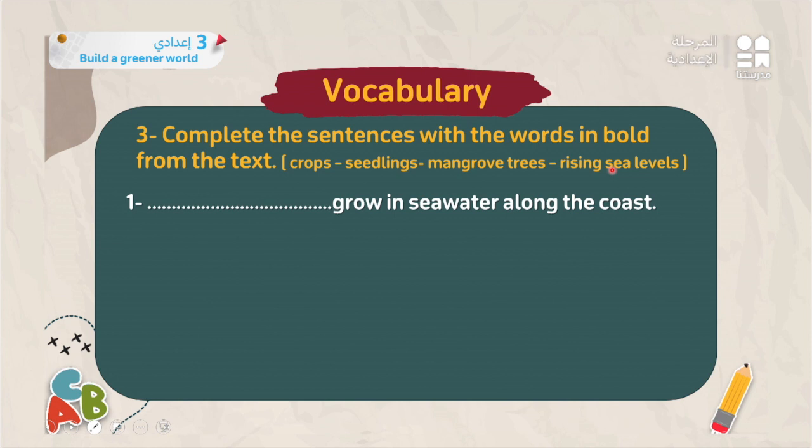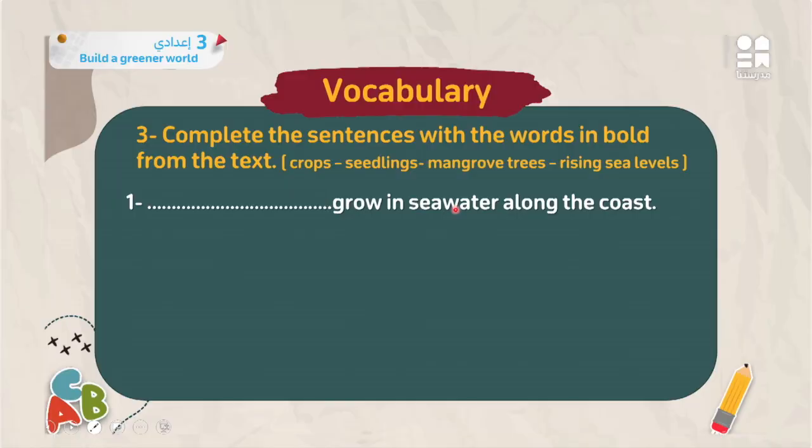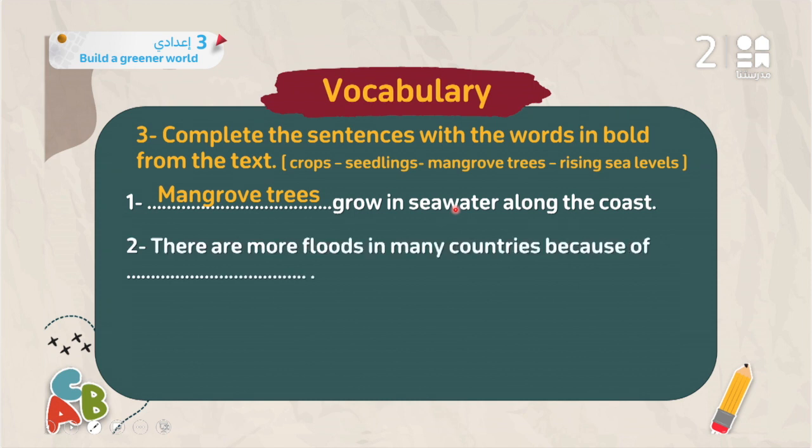Space grow in sea water along the coast. إيه الحاجة اللي بتنمو في يعني على سواحل مية البحر؟ اللي هي mangrove trees. أنا خلاص أخذت المعلومة دي وفهمناها. Number 2, there are more floods in many countries because of. ليه في فيضانات كتير أو زيادة في بعض الدول؟ This is because of rising sea levels. بسبب ارتفاع منسوب المية في البحر.